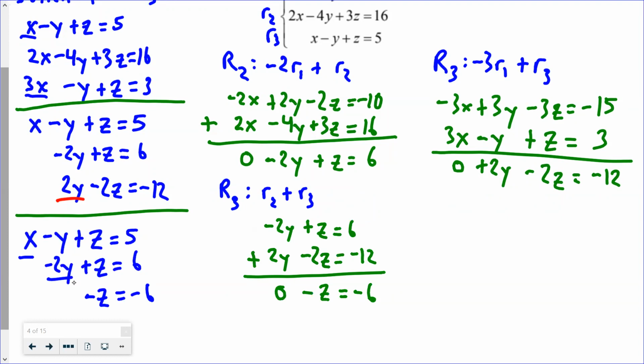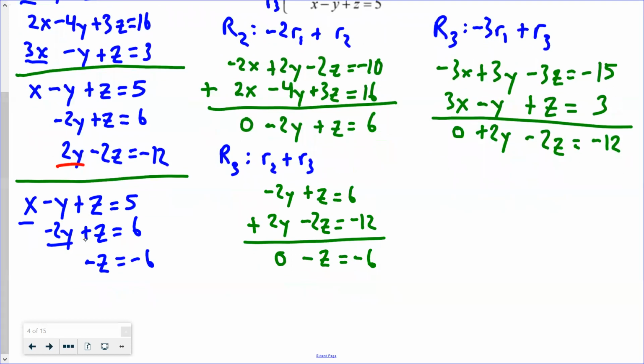So what I'm going to do now is divide row 2 by negative 2. We don't want to have a negative 2 in front. And on this third row, we're going to divide by a negative because we don't want it to be negative. We want it to be positive. So I'm just going to put a little note here. I'm going to make a new row 2. I'm going to take our current row 2 and divide it by negative 2.